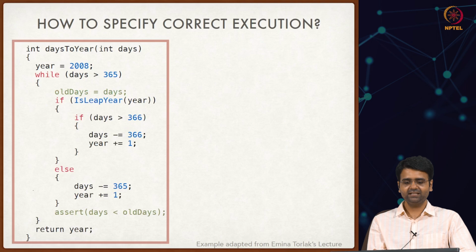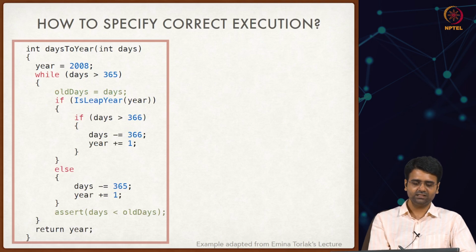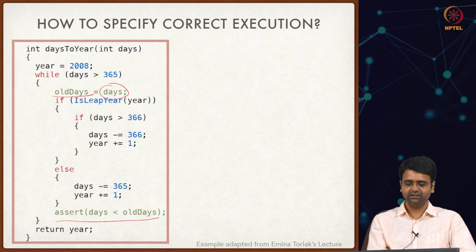The way I can say this is by adding this assertion. I have made one change in this code. I have first introduced this variable old days, which is assigned the days variable at the beginning of the iteration. So at the beginning of the iteration I log the value of days, and then at the end of this iteration, I check that days should be less than old days. Old days was the value of days at the beginning of the iteration. At the end of the iteration, the value of days should be less than old days.